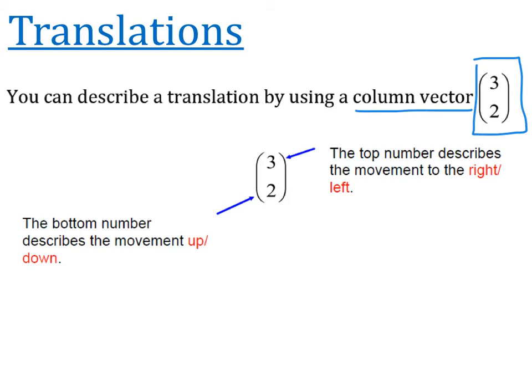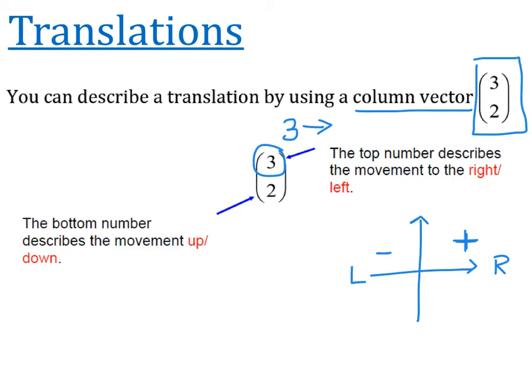So the top number in the column vector actually tells us the movement that goes to the right or to the left. So if you think about a grid, like an axis, okay, if it tells us to the right or to the left, the right numbers are the positive numbers and the left numbers are the negative ones. So if it's a 3, it's going to move 3 to the right.